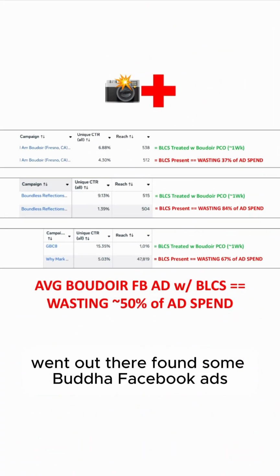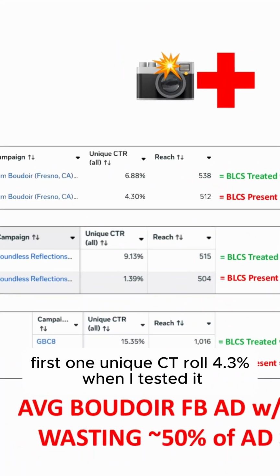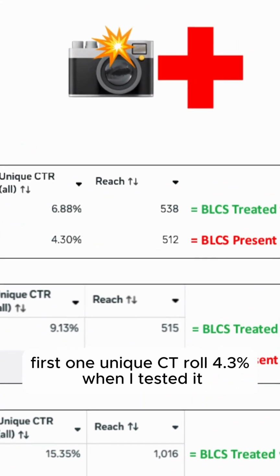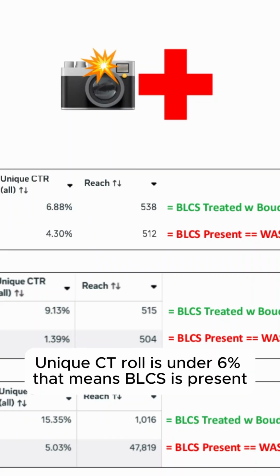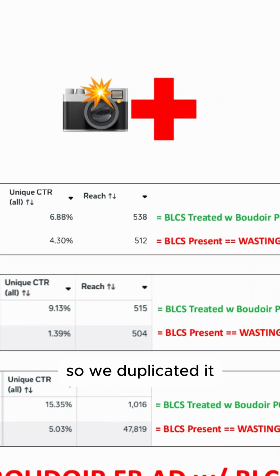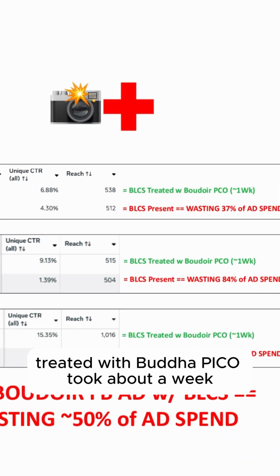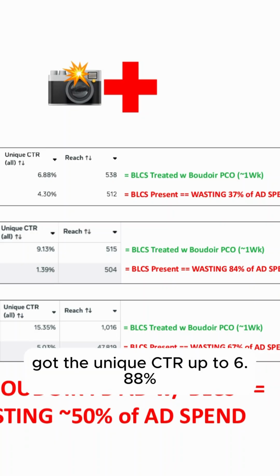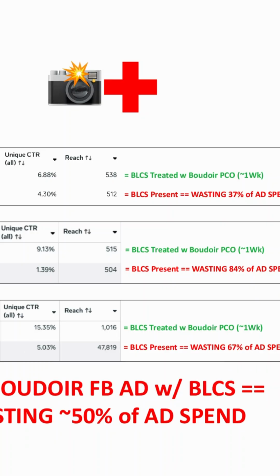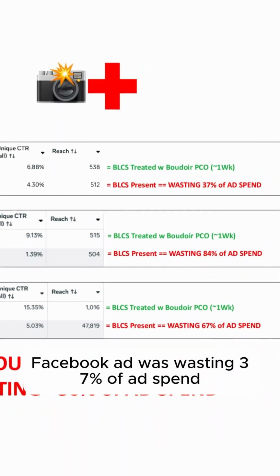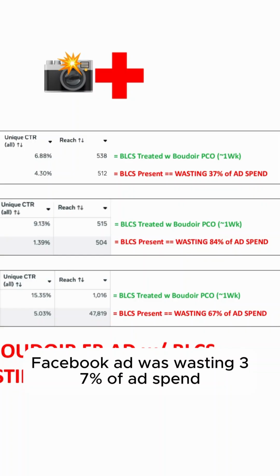I went out there, found some Boudoir Facebook ads, and brought them back to the hospital. The first one had a unique CTR all of 4.3% when I tested it. That's under 6%, which means BLCS is present. So we duplicated it and treated it with Boudoir Pico. It took about a week, and we got the unique CTR all up to 6.88%. So we found out the original Boudoir Facebook ad was wasting 37% of ad spend.